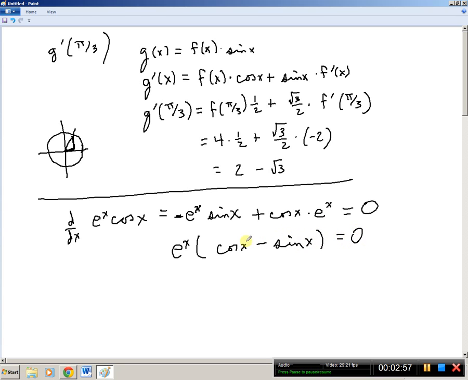equals 0. Now, the thing is, e to the x can never be 0. Remember, the graph of e to the x looks like this. So we can divide both sides by e to the x, and that's never going to cause a problem. The product of these two things can only be 0 when one or the other is 0. This one cannot be, so it must mean that this must be 0. And the only way cosine of x minus sine of x can be equal to 0 is for cosine of x to be equal to sine of x.